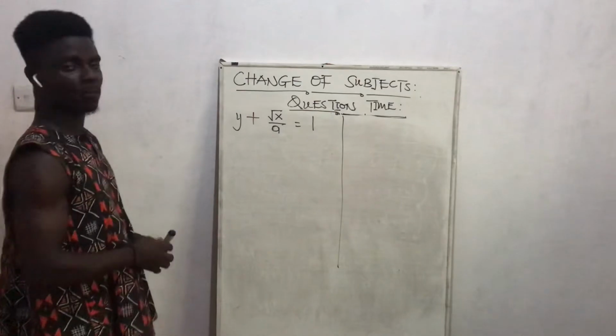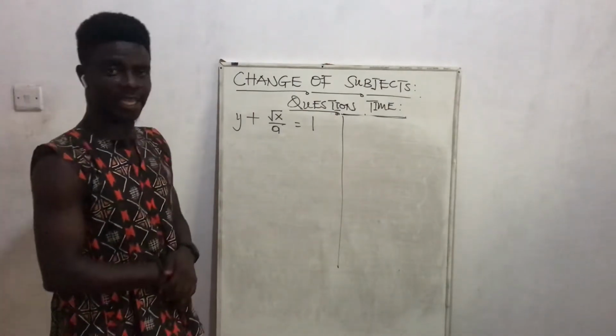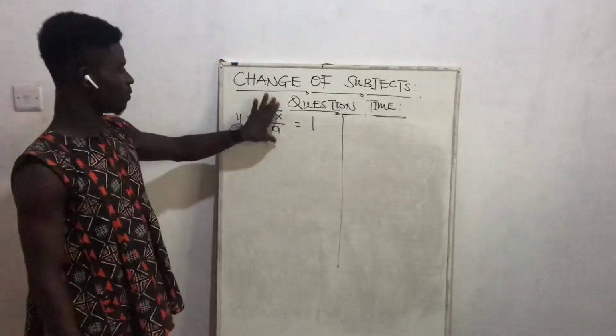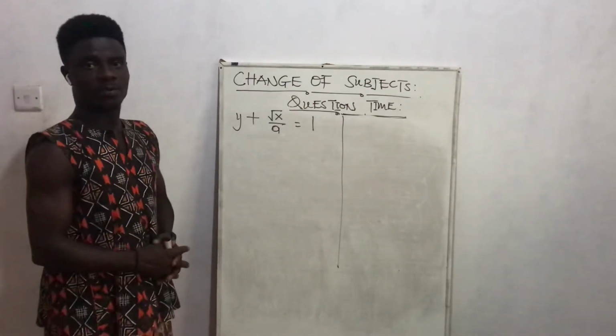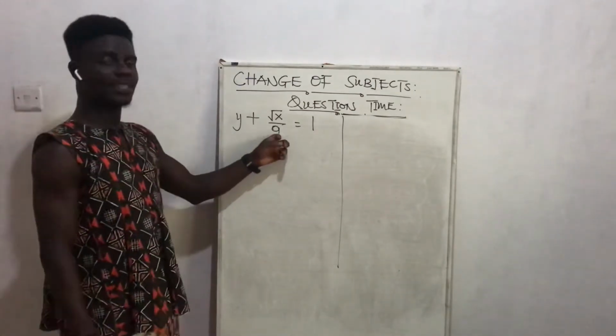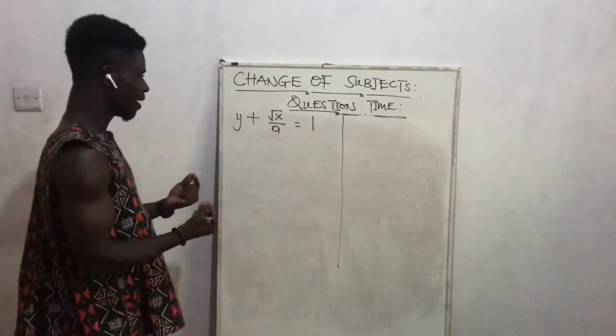So we have y plus square root of x on a equals 1. So we have 3 terms here, right? 1 term, 2 terms, and 3 terms, right? So now, what do we do? We want to clear this denominator. So we take the LCM.